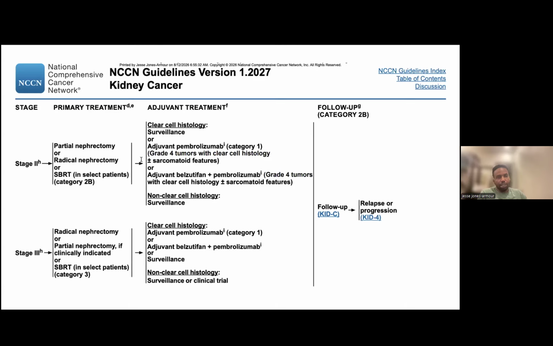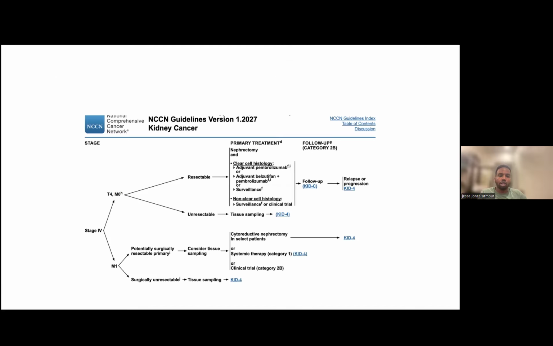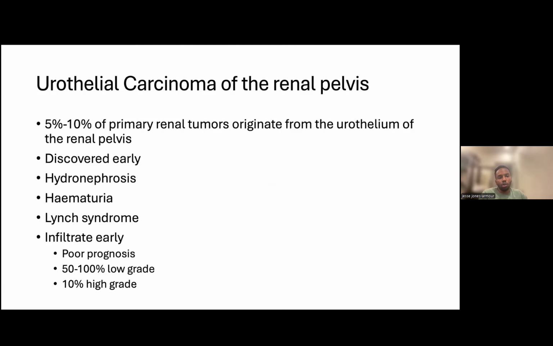Yeah, and then this goes on similarly as well. So with your partial nephrectomy or your radical nephrectomy, then you want to continue with surveillance, adjuvant chemotherapy, etc. And it just continues with stage 5. Usually, if it is surgically resectable, then you would consider radical, but most times it is unresectable, where you just do your tissue sampling and then go on with chemotherapy.